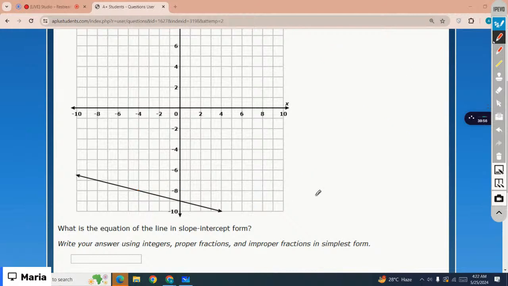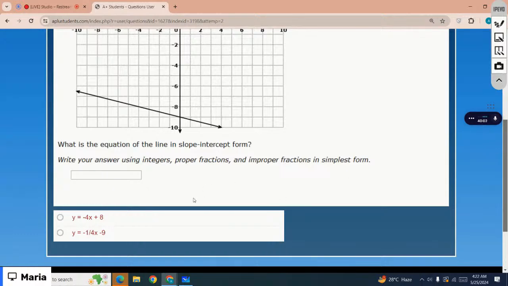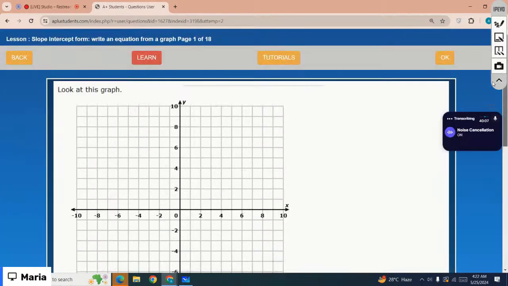So the correct option is y equals 1 by 4x minus 9.